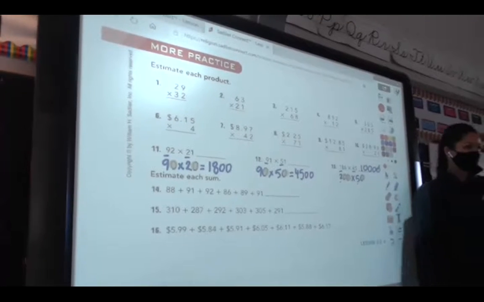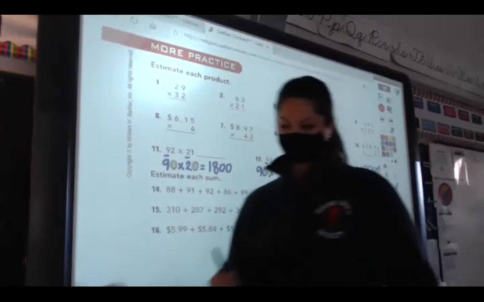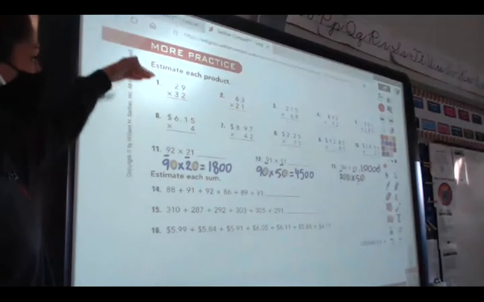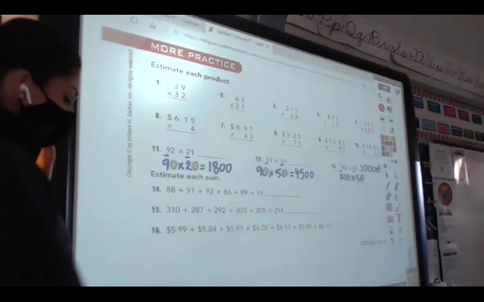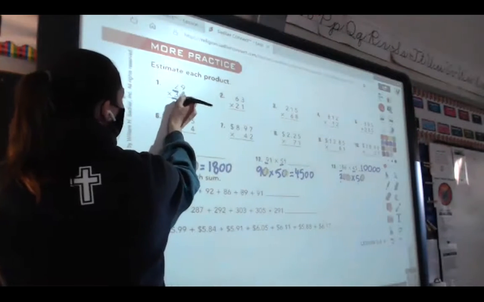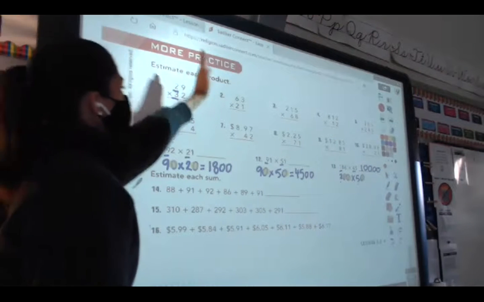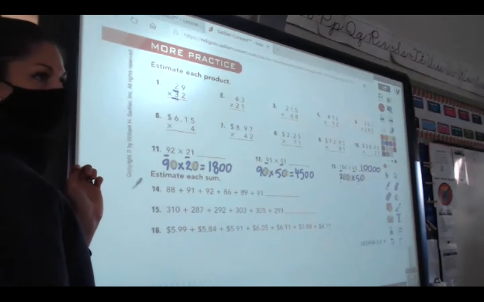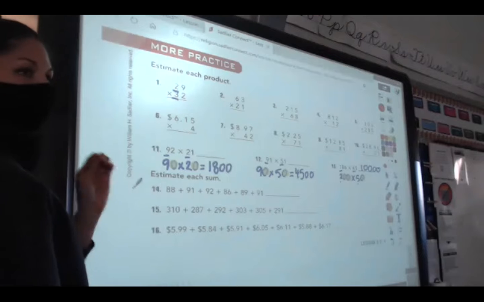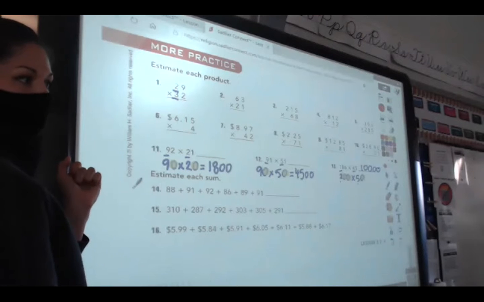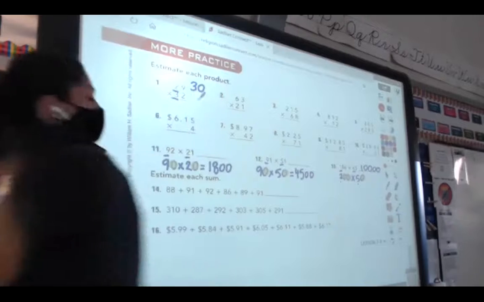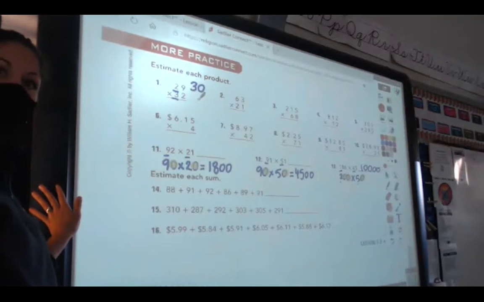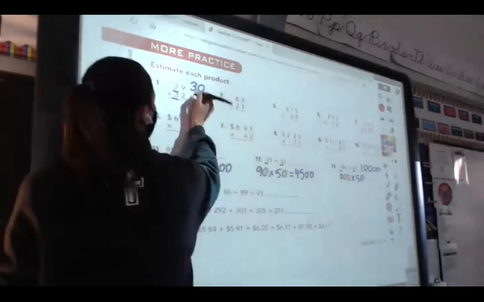Now that we've done a couple up on the top here, we're going to perform the same skill where we are underlining the greatest place value. We're going to write the rounded version next door. What would 29 rounded to the greatest place value be, class? It'd be 30. And what would 32 rounded to the greatest place value be? 30. Yes, Leah?